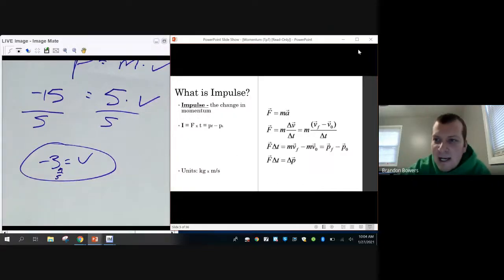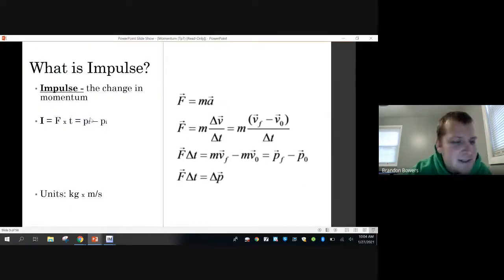And then the last slide I showed today was impulse. Impulse is the change in momentum. And you do not need to write all of this down. It just shows how you can derive force equals mass times acceleration into force times the change in time is equal to the change in momentum. So impulse is the change in momentum.